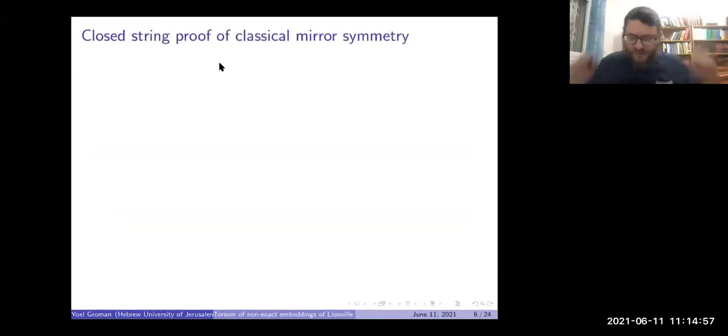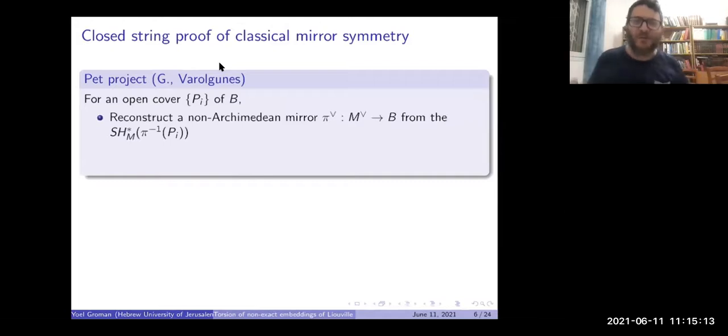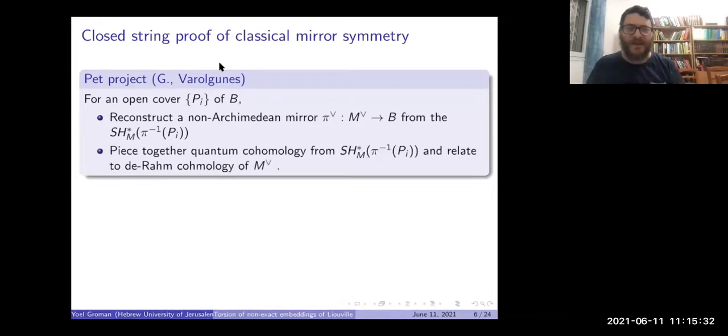So this is the model, the example in the back of our mind, and a pet project which Umut and I have been thinking about for a long time. We've been discussing this for three years now: to try to prove classical mirror symmetry just using closed string methods. Basically, reconstruct a non-Archimedean mirror by taking Spec of these local pieces, and then use Umut's spectral sequence to piece together quantum cohomology. Then there should be some relation between the quantum cohomology of M and the de Rham cohomology of M check, and probably this should lead to some relation between the quantum connection and the Gauss-Manin connection.